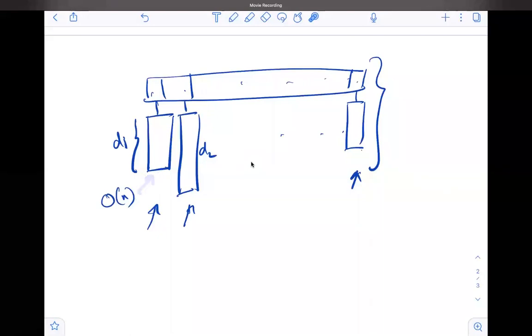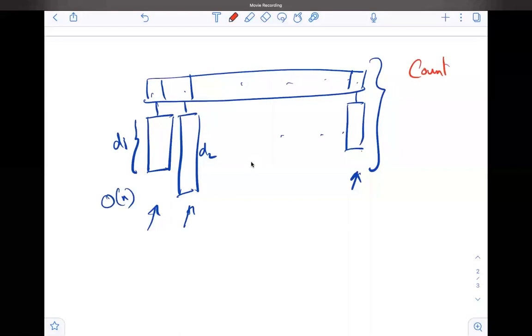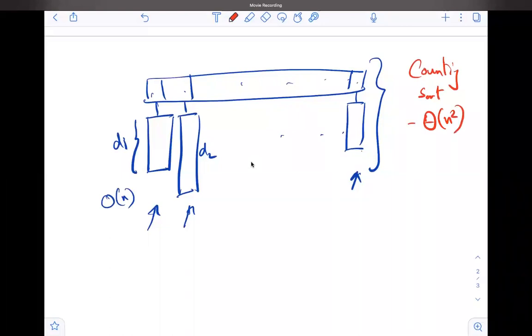And then how much will it take for the whole thing? Somebody said 2n. Why would it be 2n? The n for this one, the n for the next one, the n for the third one, n for the fourth one. So how much time will it take? n square. So counting sort will take theta of n square.